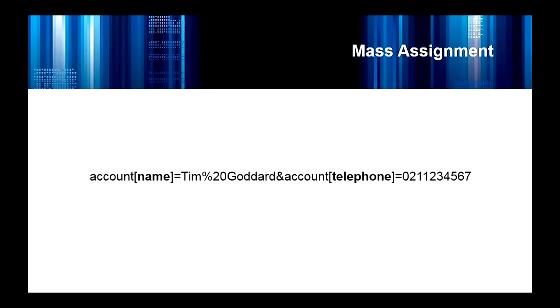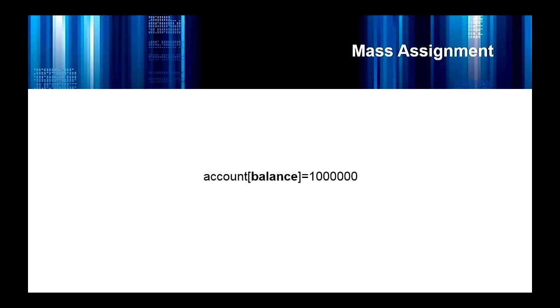So the normal case looks something like this. I want to update my account, I want to set my name to Tim Goddard, and I want to set my telephone number to that, right? But what if instead of passing that to the application, I pass that? I want to set my balance to $1 million, thank you. Well, then that's the equivalent of writing this, and because it didn't filter which attributes I was allowed to change, my balance is now $1 million.